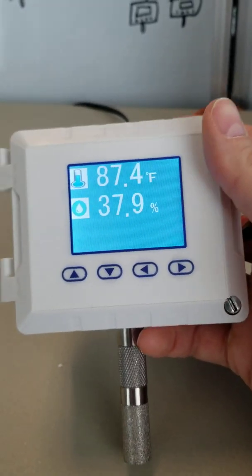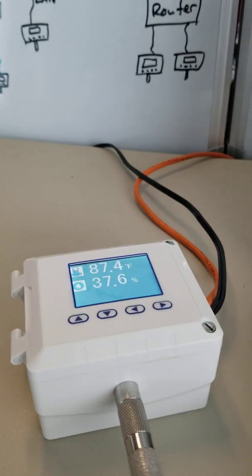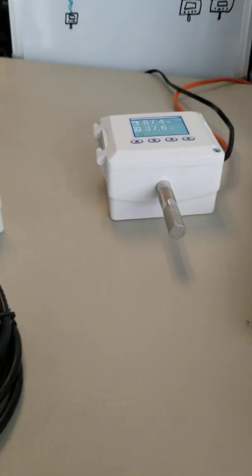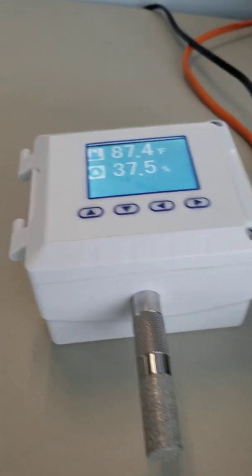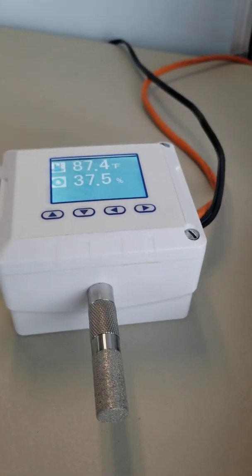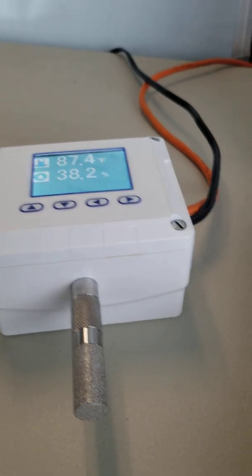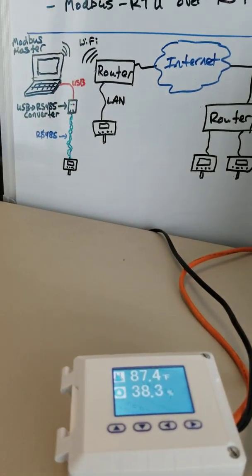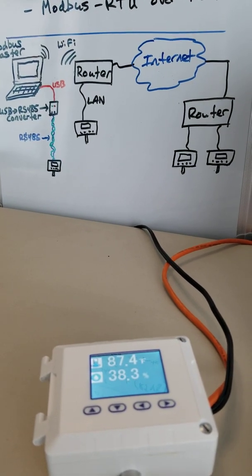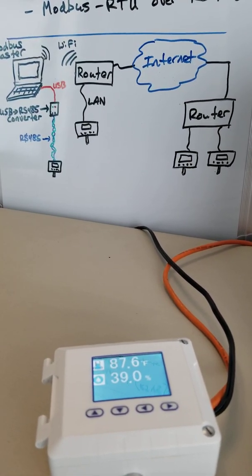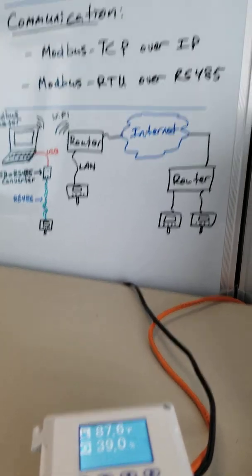Hopefully this has given you some idea of what these temperature humidity sensors are about. I feel like they're pretty feature-rich sensors for the cost. You can communicate with Modbus, you can tie into them with analog outputs like we talked about before, Modbus TCP over IP or Modbus RTU over RS-485.